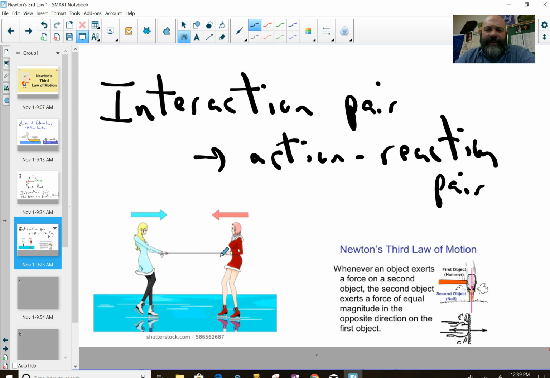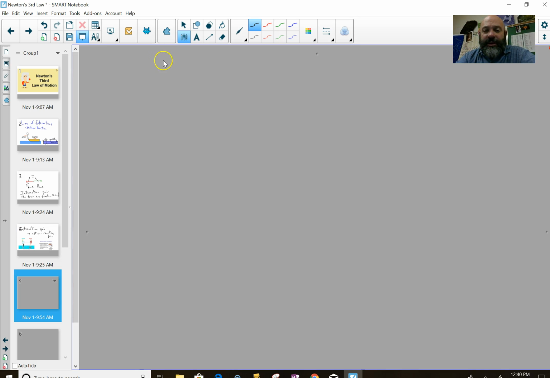Now, think about that. As you jump off a ladder, the earth is attracting you, but you're also attracting the earth. You're both moving. Interesting. We'll talk more about that in class in terms of how that motion is occurring.